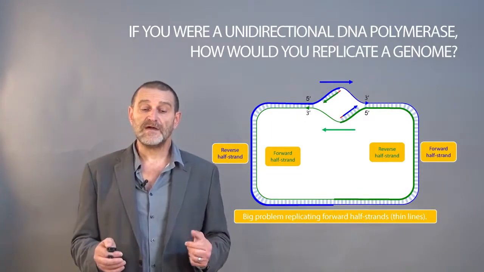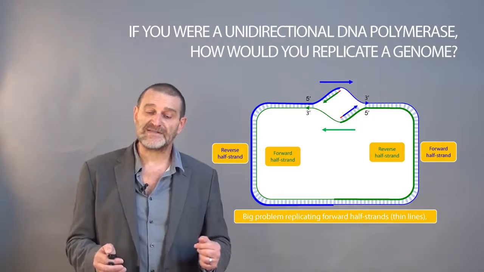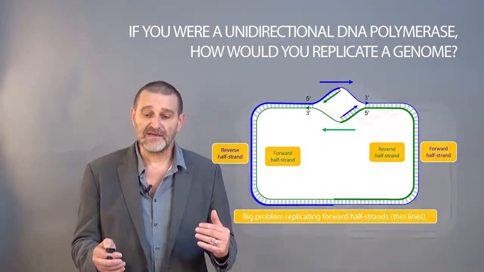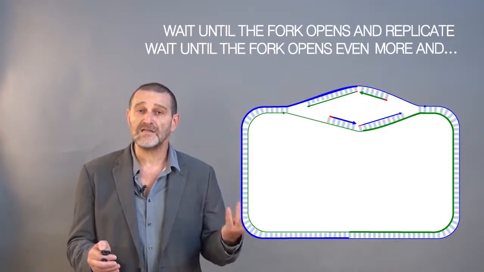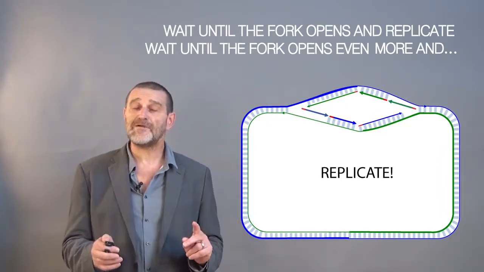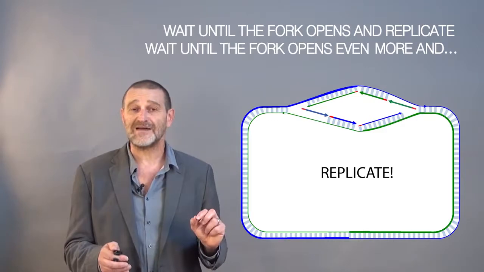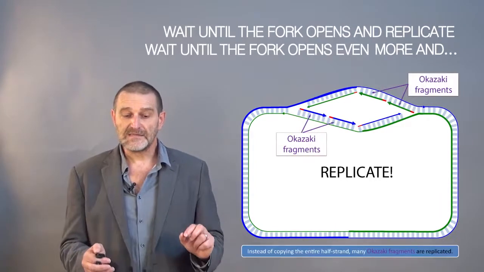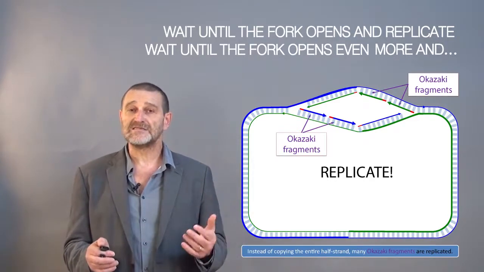So if you were a unidirectional DNA polymerase, how would you replicate a genome? Here's a potential solution. Wait until the fork enlarges. And when it enlarges, start replicating in the same direction as DNA. Then the fork enlarges a little bit more, you put another DNA polymerase and continue replicating. 4 DNA polymerases won't be enough because each of these DNA polymerases that I recruited copied just approximately 3,000 nucleotides. So you may need a huge number of DNA polymerases to proceed this way. You can see that the resulting fragments, these many fragments that are being built, called Okazaki fragments, complicate our life a little bit.